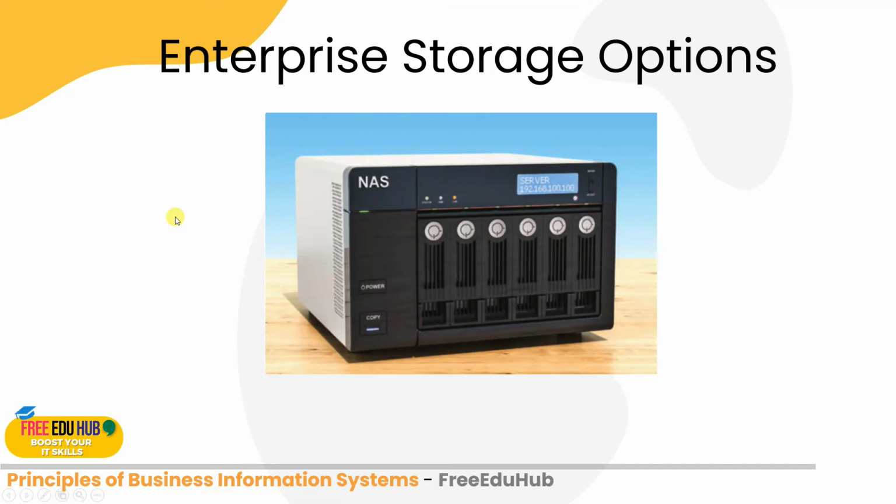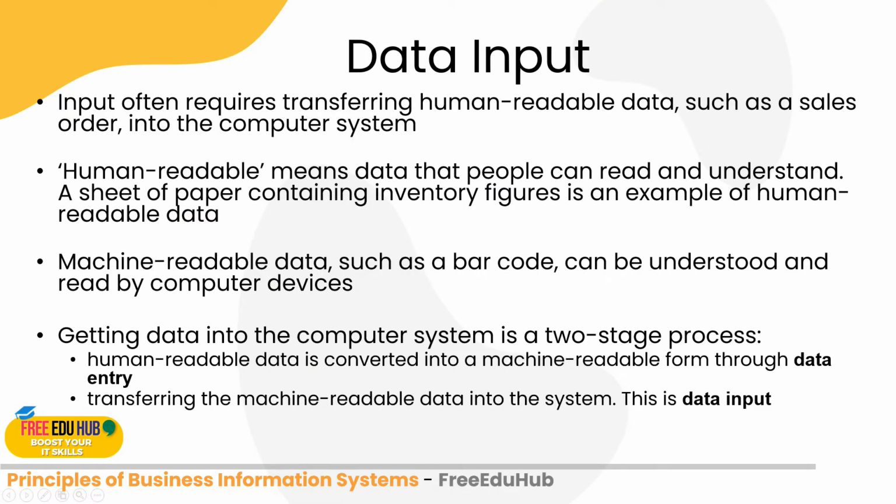Now we have data input. Data input often requires transforming human readable data, such as sales records, into computer systems. So whatever data you have received in the form of papers or documents or anything, it should be converted into a digital format which should be fed to the system. Human readable means that the data is something people can read and understand. A sheet of paper containing inventory figures is an example of human readable data.